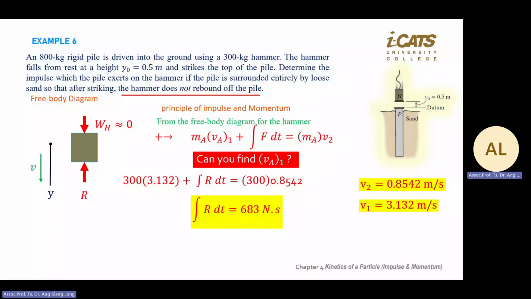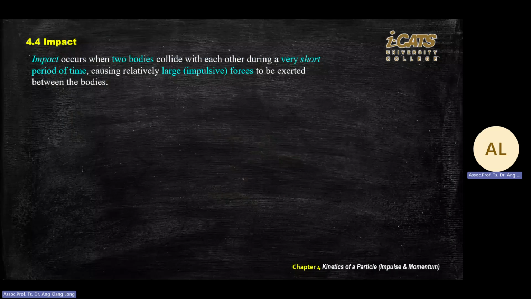Okay, we move to a new section. Can continue? Or you need rest? Continue? Okay. 4.4 impact is very friendly to those playing snooker. If you're very good at snooker, then this is your favorite part.